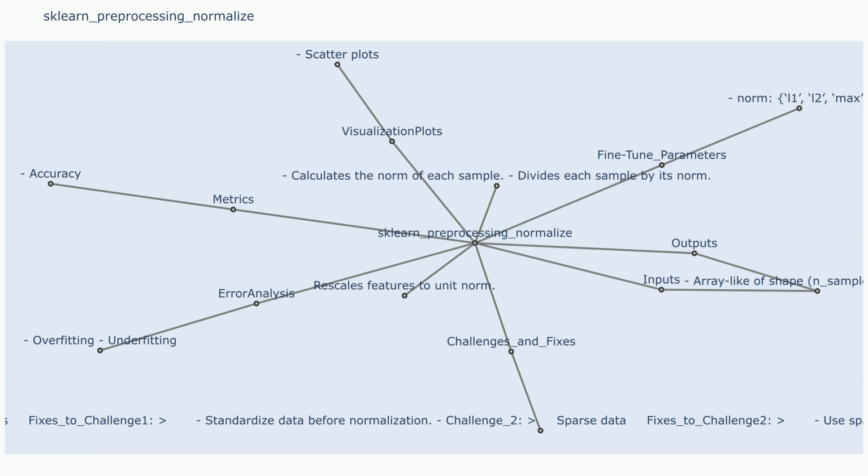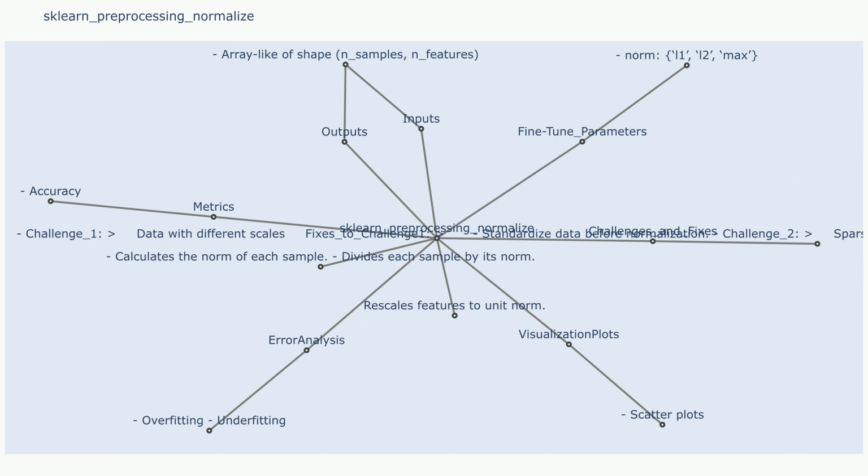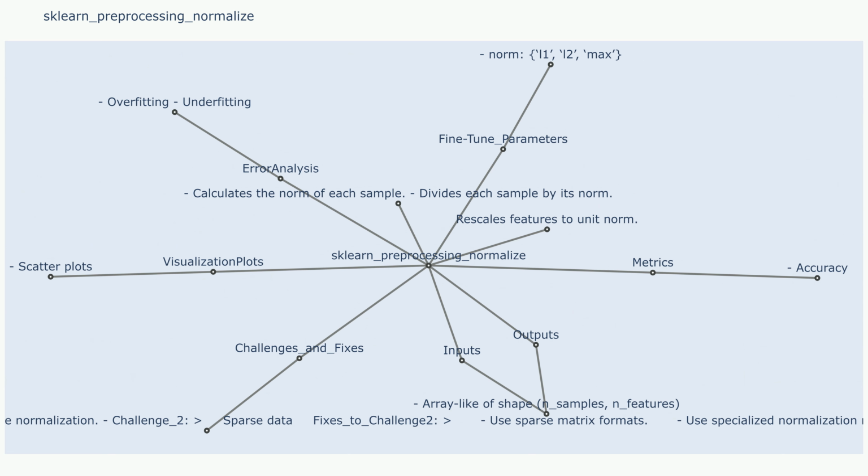Challenge 2: using the wrong norm can lead to undesirable results. Sample use case that resulted in challenge 2: using L2 norm when L1 norm is more appropriate can lead to distortions in data where features with large values are emphasized more. Fixes to challenge 2: choose the norm carefully based on the nature of your data and the algorithm you are using. Consult domain expertise and experiment with different norms if unsure.